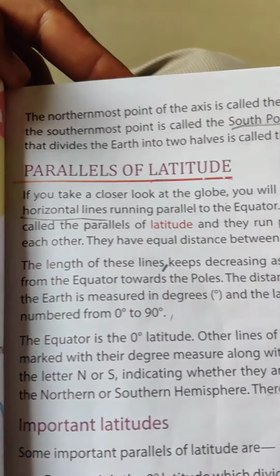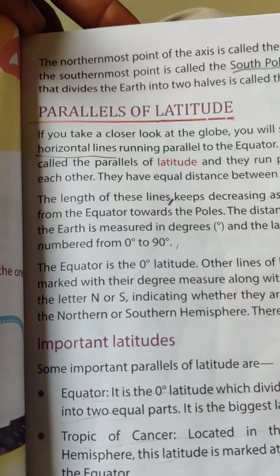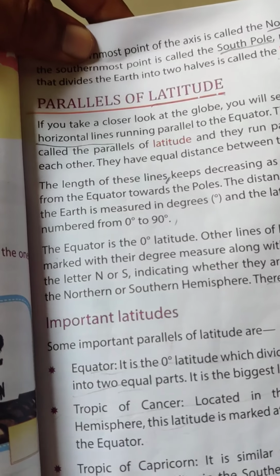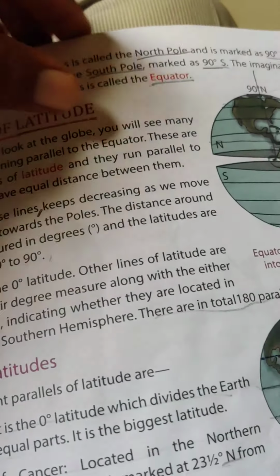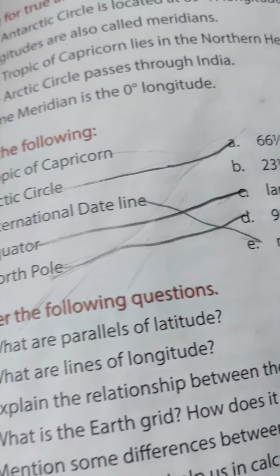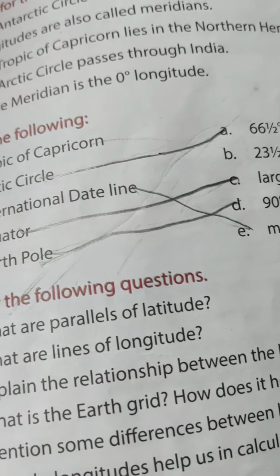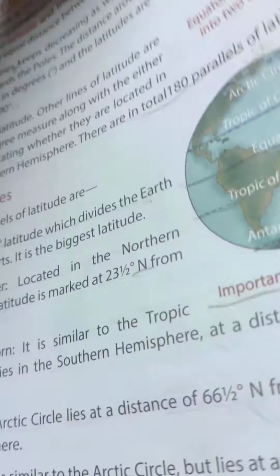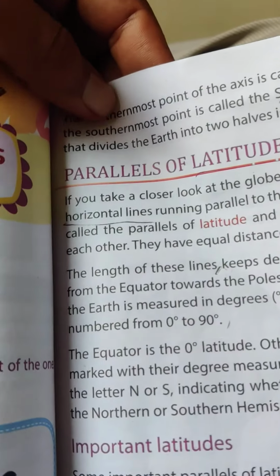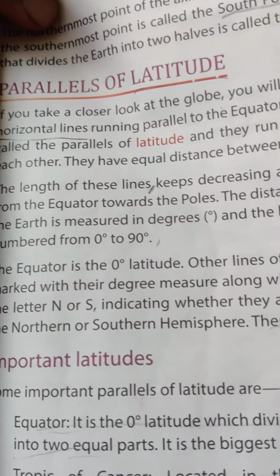Now, look at this, right? Parallels of latitude. This is how the chapter, how the subheading begins. Parallels of latitude. And then, suddenly, if you go to the questions, after 5 pages, you will see a question: what are the parallels of latitude? How silly is this, right? They're giving a clue to tell you go here, read a few lines, pretend like you understood what parallels of latitude is and answer.